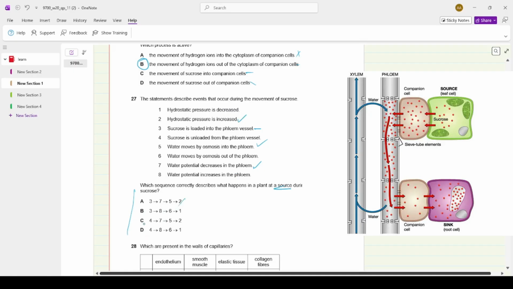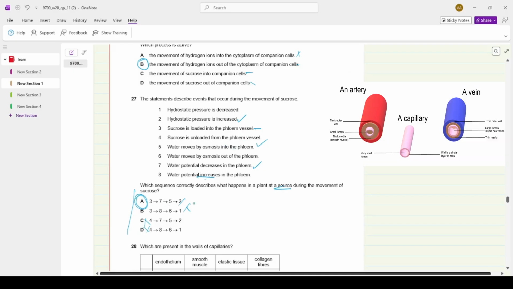Let's go and check these other options. That is B. 3, the same thing. Sucrose is loaded, and then they are saying jumping to 8, water potential increases in the phloem. No, it's actually the opposite. So this is out. And then C, 4, sucrose is loaded from the phloem vessel. It is the other way around. Sucrose is loaded into the phloem vessel, not from. So that makes C and D unlikely answers. So we go for A, 3, 7, 5, and 2.